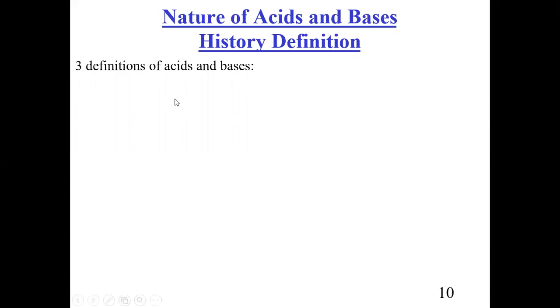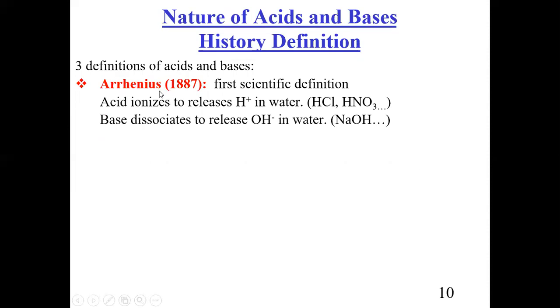First, by Arrhenius, and he was the first scientist who defined them. He said that an acid ionizes to release H+ in water. This fits into the idea that he has to have an H+ that he can release inside of a water solution. So as long as he has an H+, he's in that category. And he said that a base dissociates to release OH- in water.